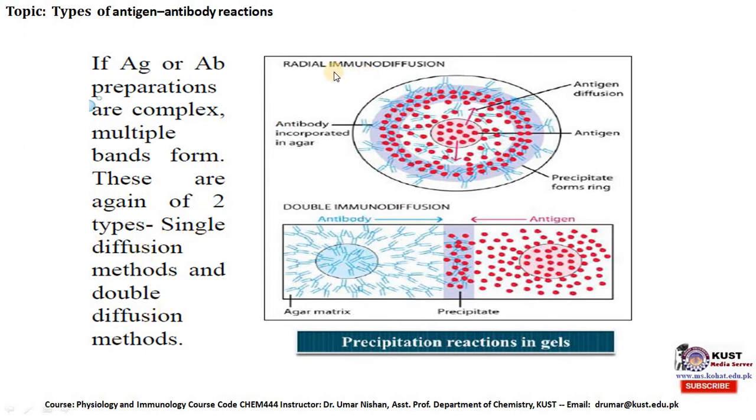This is radial immunodiffusion, antigen diffusion. Antigen is shown here. Precipitate forms a ring. Antibody incorporated in agar. Double immunodiffusion, antibody, antigen. Here is the precipitate. Here is the agar matrix. These are precipitation reactions in gels.